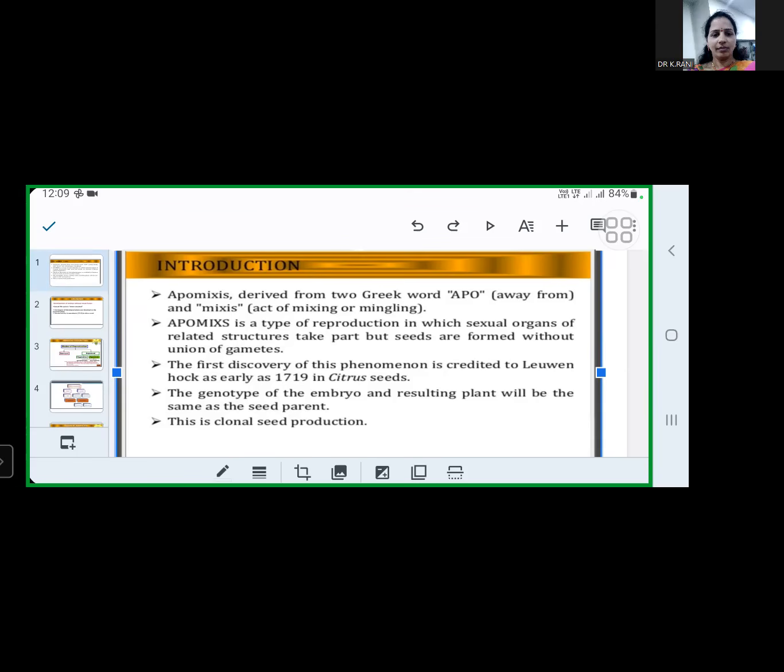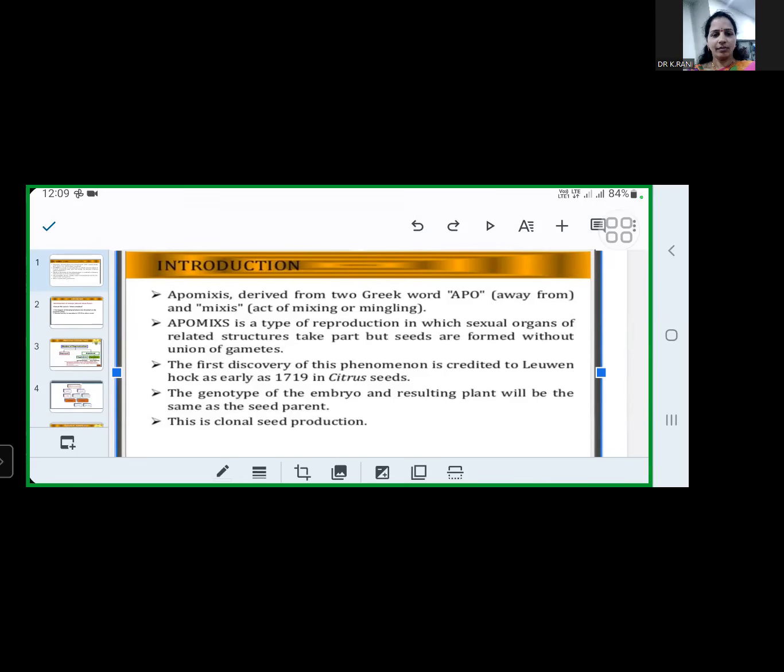It happens due to disturbance in the process of meiosis and fertilization. In this type of asexual reproduction, the seeds germinate and give rise to plants. It resembles the parent plant in all aspects. The seeds are called apomictic seeds, and this phenomenon is known as apomixis.